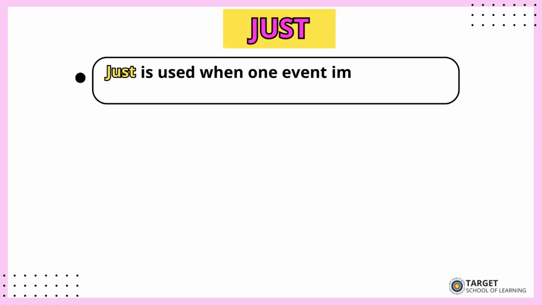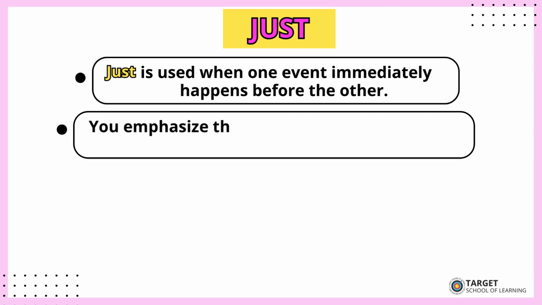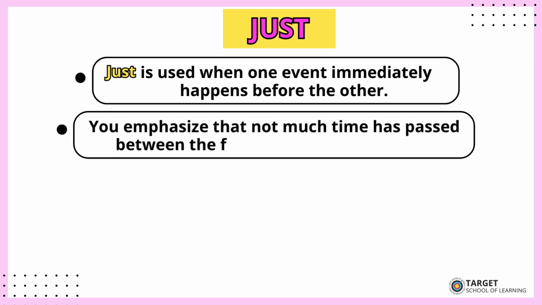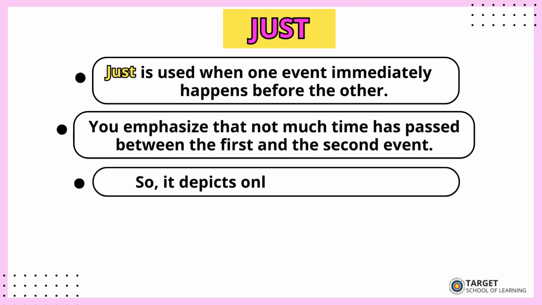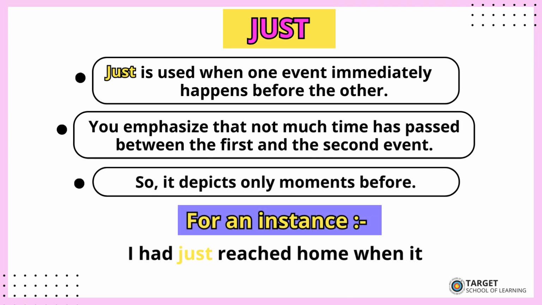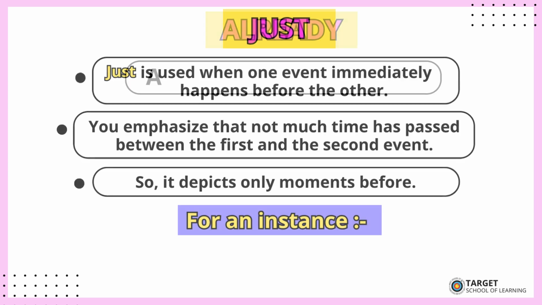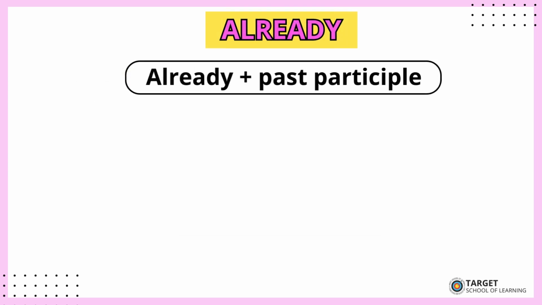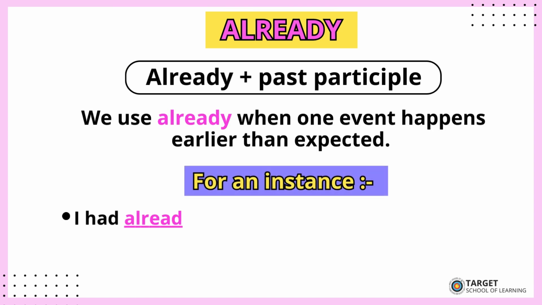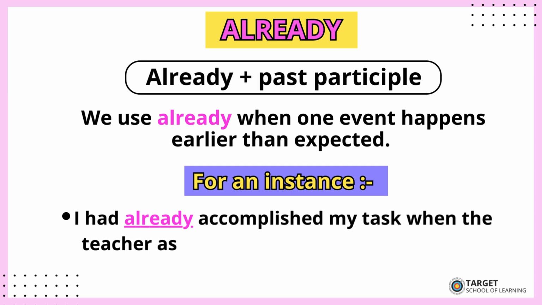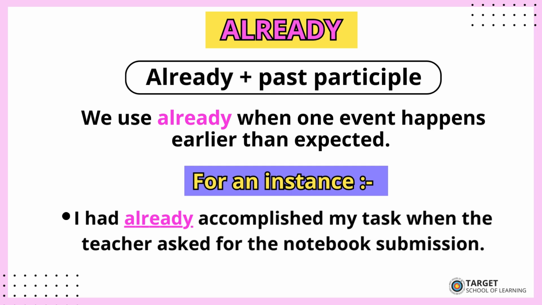Just is used when one event immediately happens before the other. You emphasize that not much time has passed between the first and the second event, so it depicts only moments before. For an instance, I had just reached home when it started to rain. Already plus past participle. We use already when one event happens earlier than expected. For an instance, I had already accomplished my task when the teacher asked for the notebook submission.